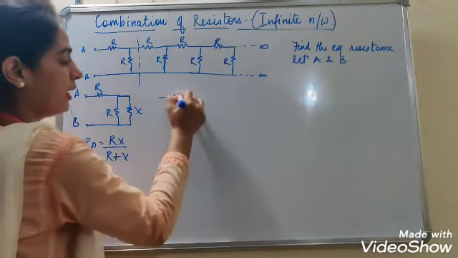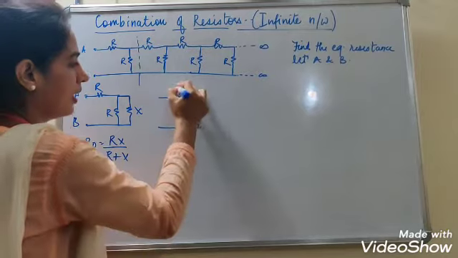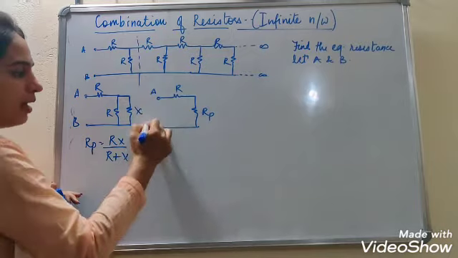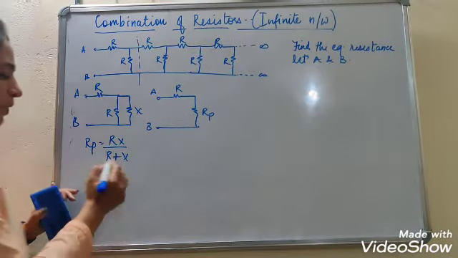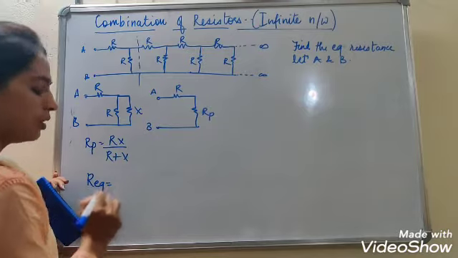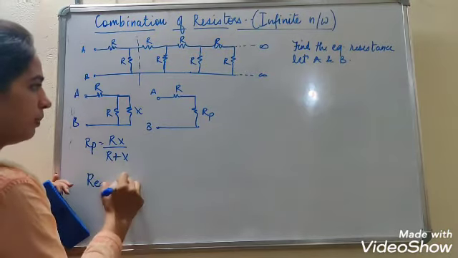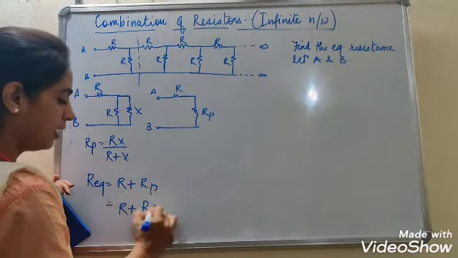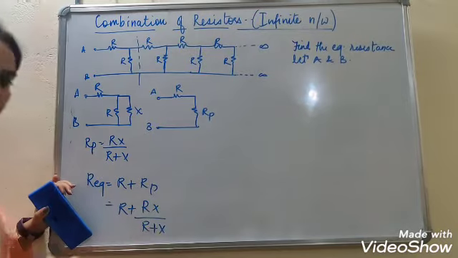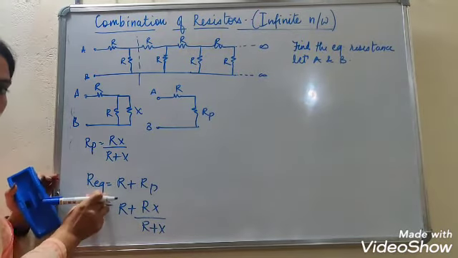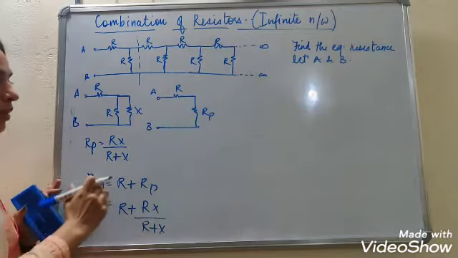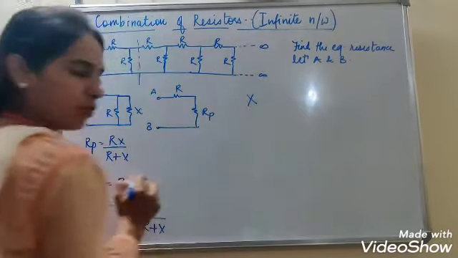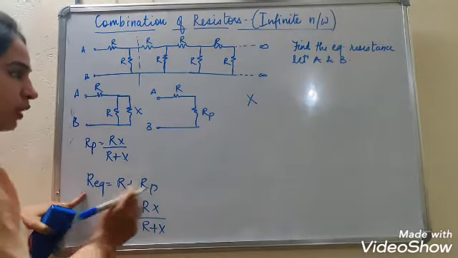When you take the equivalent, then you have this R and RP like this. Now between A and B, R and RP are in series. So the equivalent resistance of the total network will be R plus RP, that will be R plus RX upon R plus X, right? So what is the value of R equivalent? That means the total resistance of the network is X. We've assumed the resistance of the full network to be X. So R equivalent is going to be X.